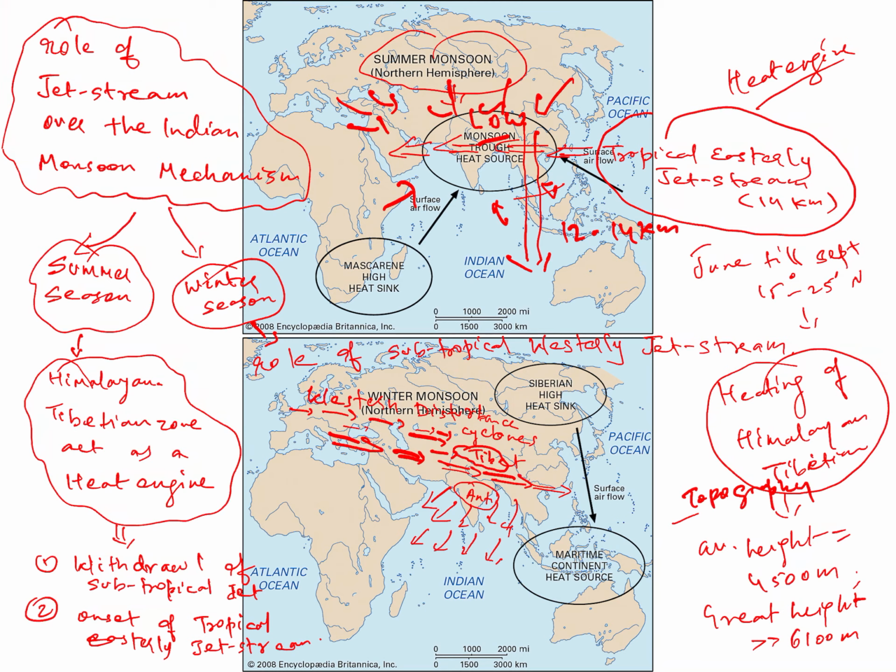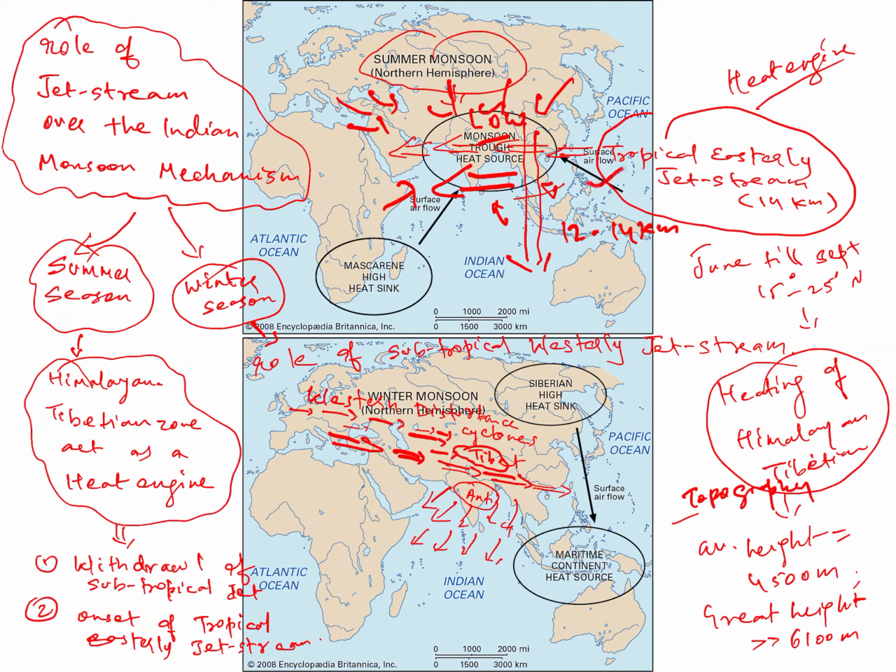When they are moving in the northern hemisphere, because of the rotation of the earth, in which direction do they get deflected? Towards the right. As a result, they move from east to west. That is the reason the Indian subcontinent as well as Southeast Asia experience the tropical jet stream that moves from east to west, called the tropical easterly jet stream. It flows at a great height, around 14 kilometers, and maintains what kind of condition? Cyclonic condition.